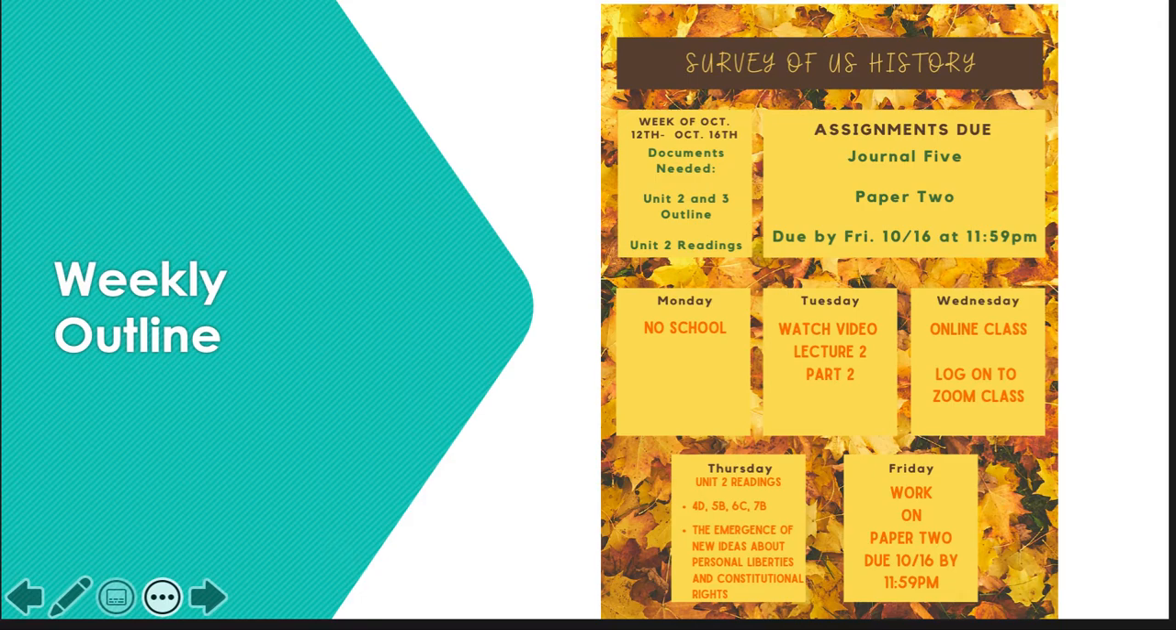Notice on Friday it says work on paper 2. Your second paper is due this week. That's why you have a little bit lighter of a workload. Remember, that is 350 to 700 words on a question of your choice. Those questions can be found in two places: in your outline for Unit 2 and 3 down at the bottom, and they can be found in the assignment portal for your paper 2.